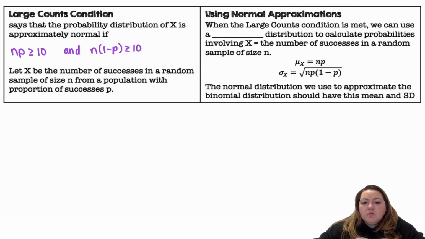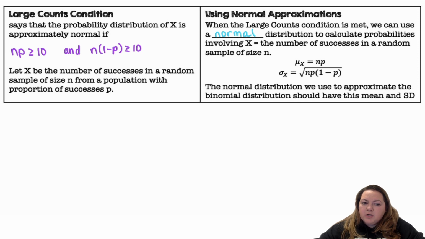Using normal approximations, when the large counts condition is met, we can use a normal distribution to calculate the probabilities involving x, the number of successes, in a random sample of size n. So mu, the mean of the random variable, is n times p, and the standard deviation is the square root of n times p times 1 minus p. The normal distribution we use to approximate the binomial distribution should have this mean and standard deviation.